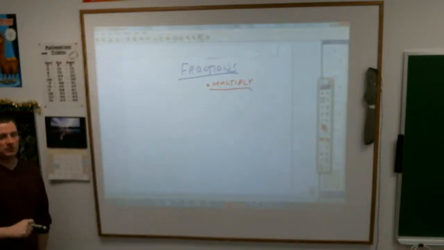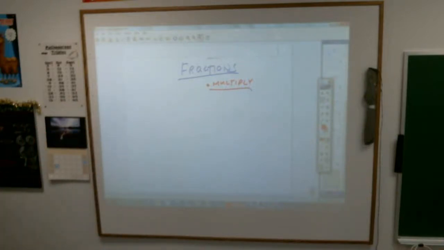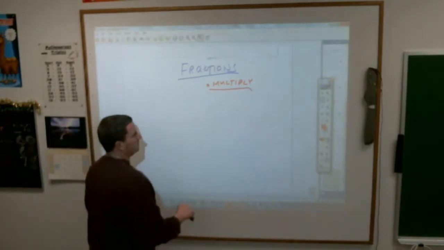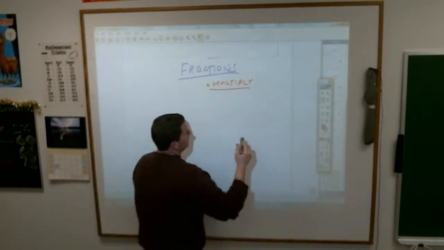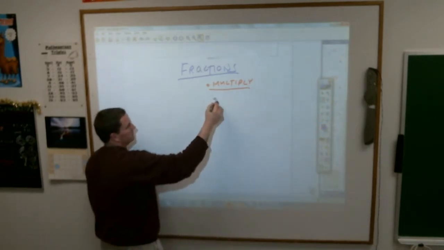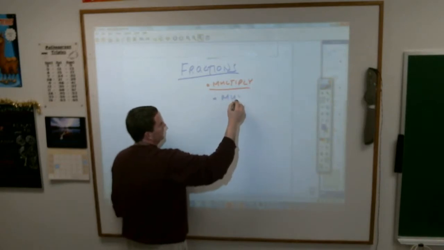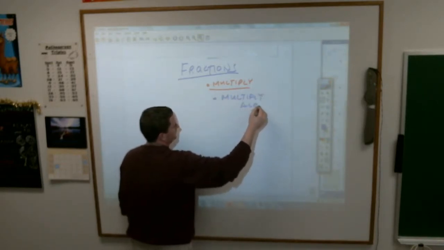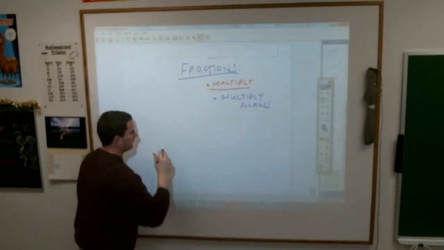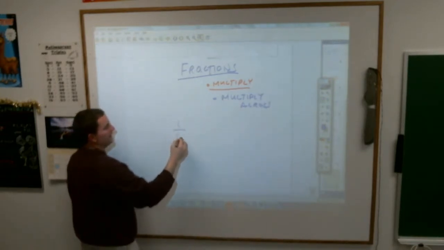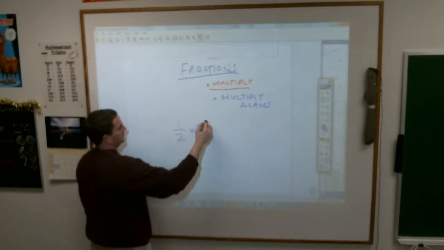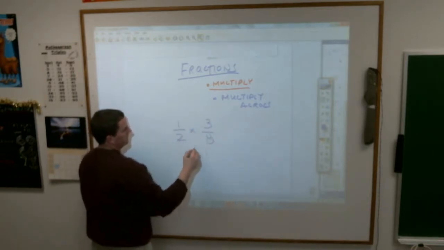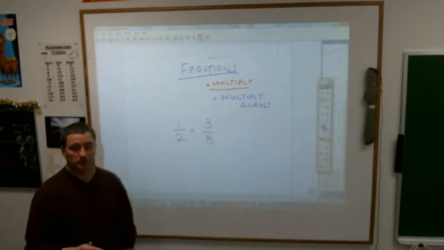Anything with fractions, whether it be add, subtract, multiply, or divide, I would pick multiply, because the simple rule to fractions when you multiply is simply this: you just multiply across. Okay, if you have 1/2 times 3/8.